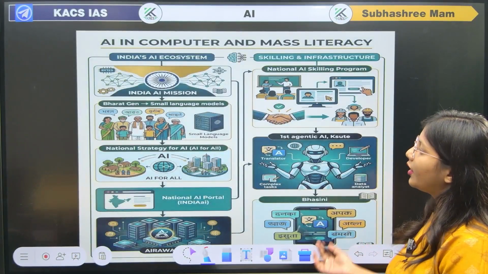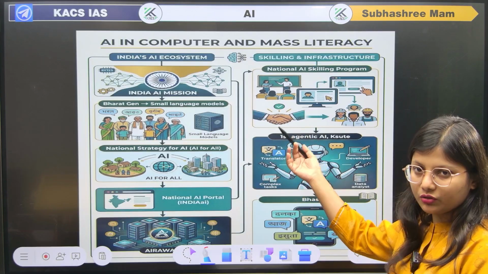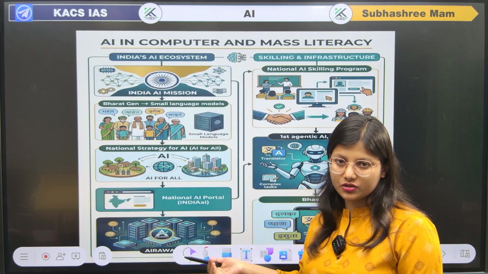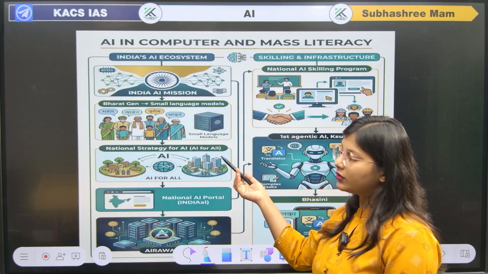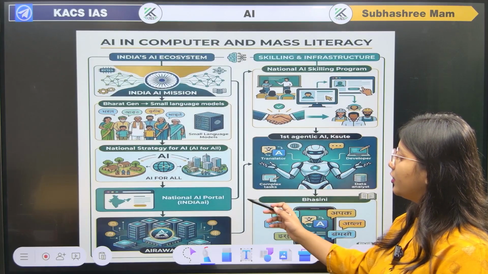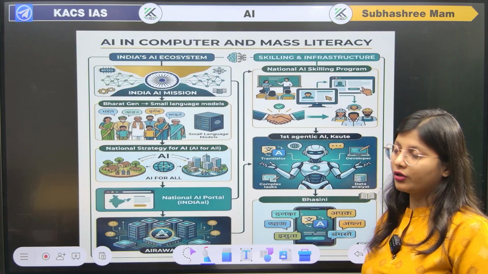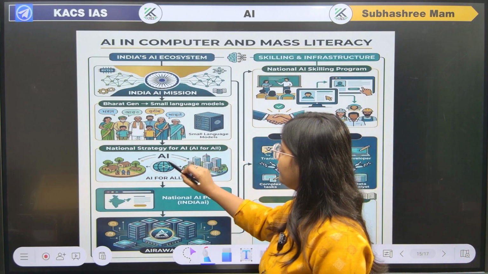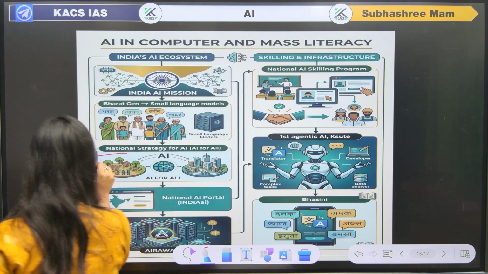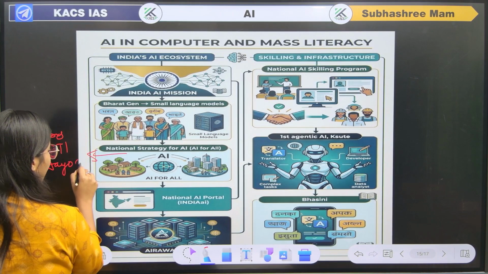Now, in computer and mass literacy, how AI has done excellence, that is through the India AI Mission, which we have discussed earlier. Then Bharat Gen, it is a small language model which translates the different regional languages we have. Then like that we can say Bhashini is also there. Then the National Strategy for AI, that is AI for All, we have discussed it. We have seen Bharat Gen and the National Strategy for AI; it is launched by Niti Aayog.